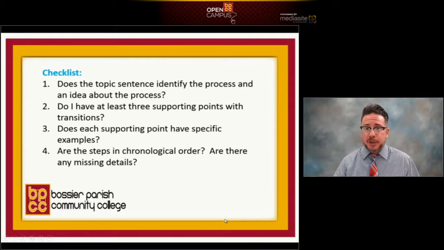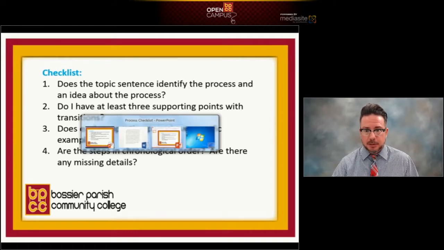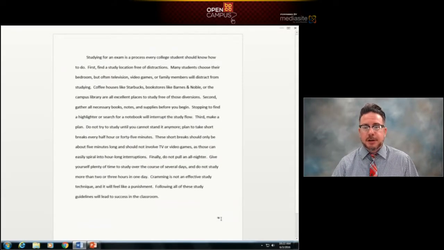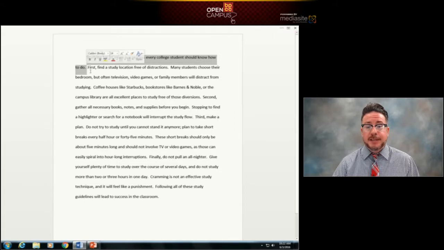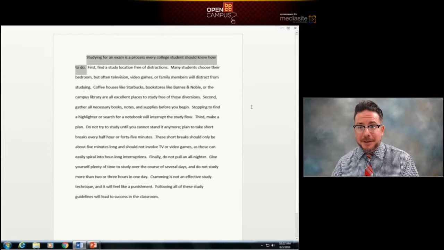We have 4 things we're going to take a look at. The first is, does the topic identify the process and an idea about the process? So let's go back and look. Now, where is our topic sentence? We find it, as we usually do, at the very first sentence: studying for an exam is a process every college student should know how to do. So we've identified the process, which is studying for an exam, and there's an idea about the process, that it's something every college student should know how to do, and that it is a process.